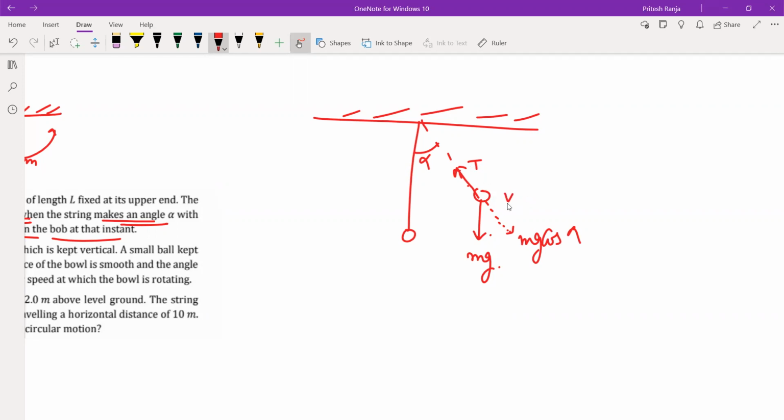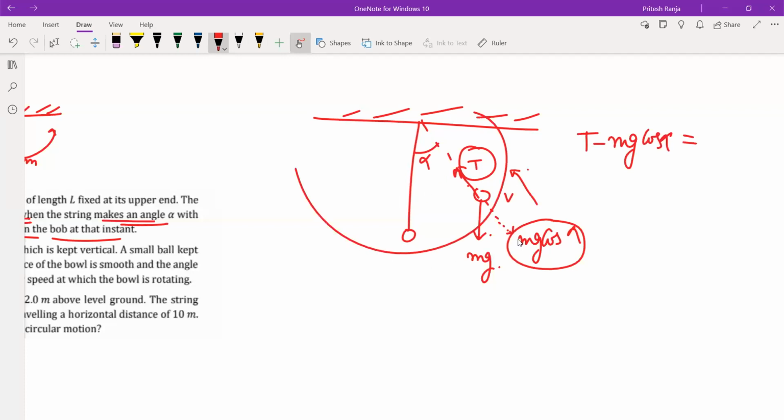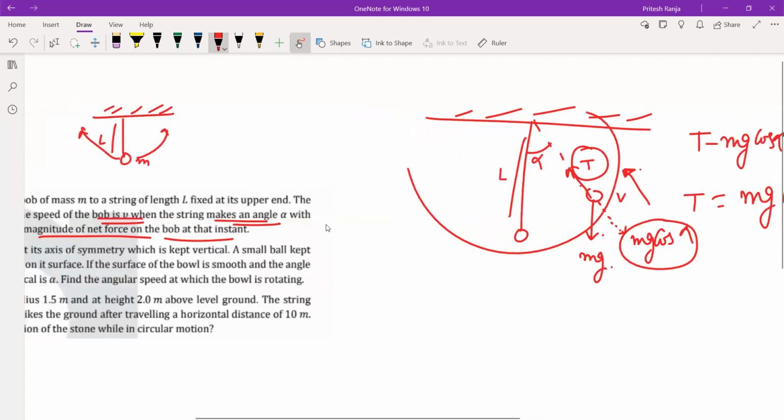Here we can see T minus mg cos alpha is equal to the force towards the center because it is rotating in a vertical manner. So the net force will be the centripetal force mv square by r. Now the radius will not be r, the radius will be L, the length of the string. From here we get the tension: mg cos alpha plus mv square by L. That's one thing we have to find.